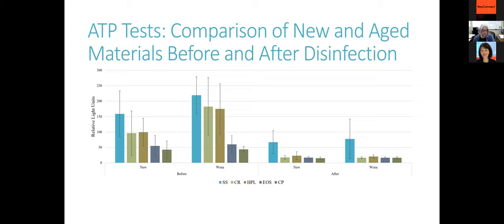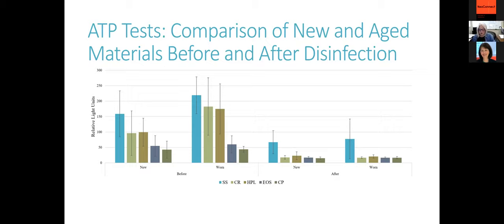So we used this in our study to try and get a sense of how this rates in terms of ATP test results, when people are using this as a monitoring system in their hospital. And you can see how it plays out. So you have new and worn on the before scale, you can see differences in stainless steel. The worn samples did have higher bacteria counts, and so did the solid surface and the high pressure laminate. But you can see across the new and the worn that the copper was reduced prior to disinfection.